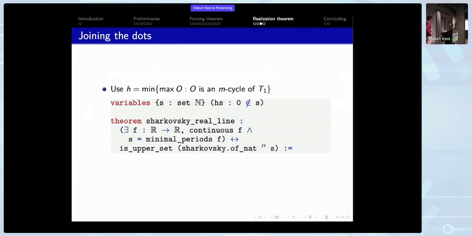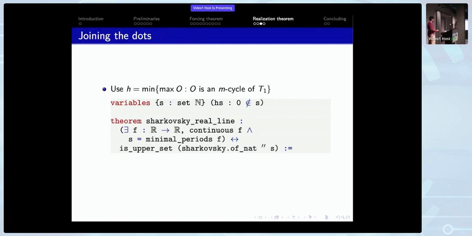Okay, so now that this definition makes sense, gluing all the bits together that I had on the previous slide, we get the theorem. And this is the full Sharkovsky theorem for the real numbers. I'll go through it one more time. There exists a continuous function with S as a set of minimal periods if and only if that set is an upper set of the Sharkovsky ordering.